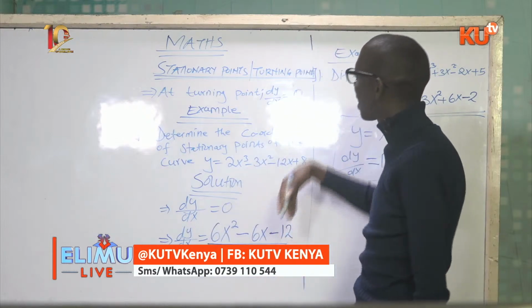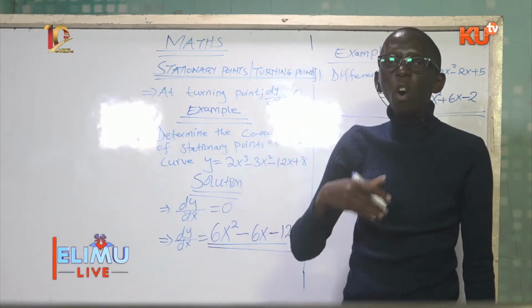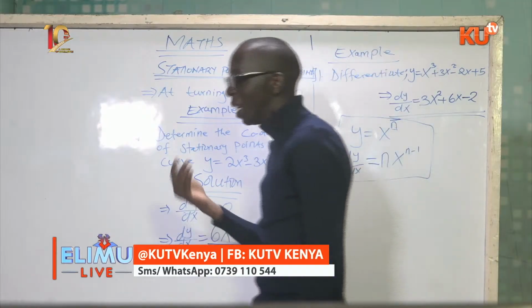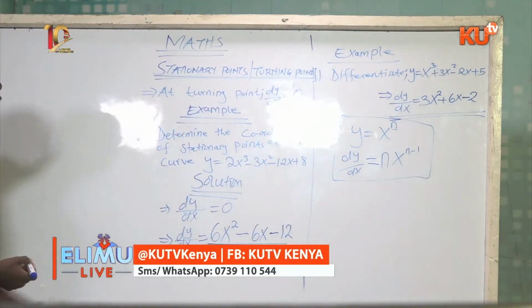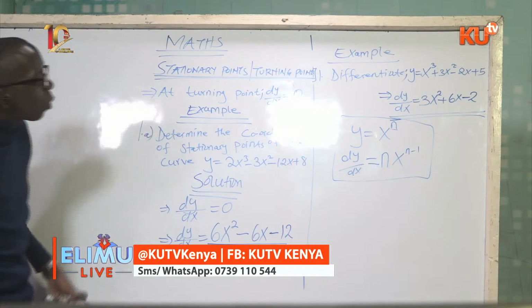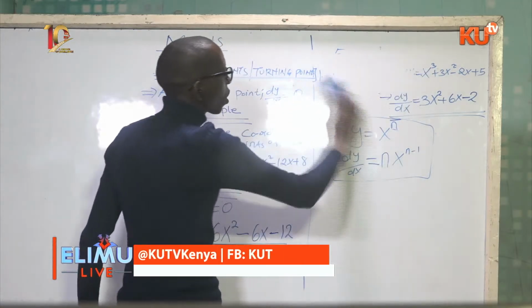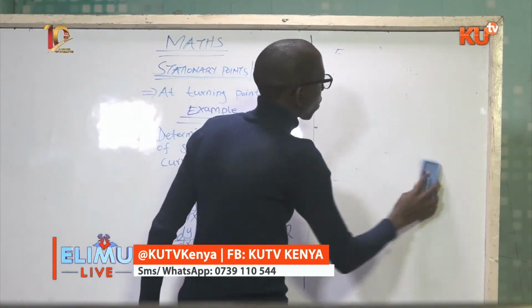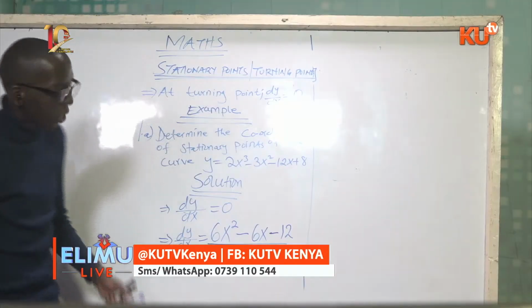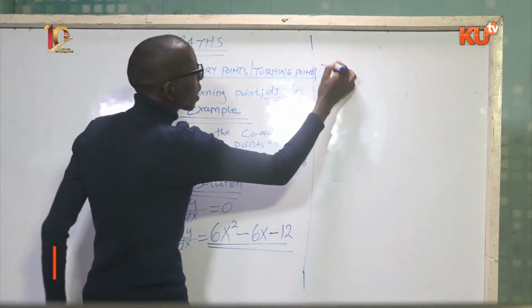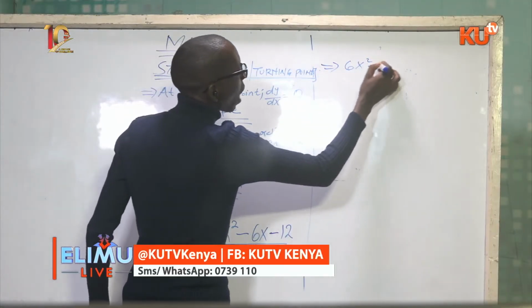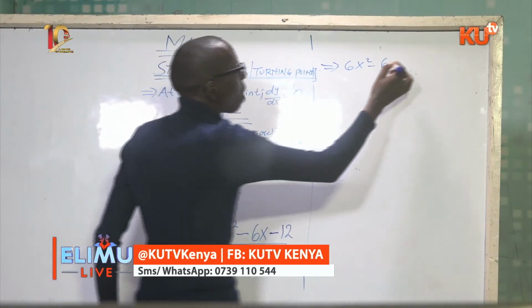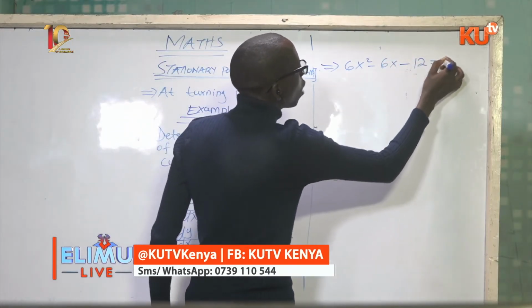And we say that at stationary point dy over dx is equal to 0. Now, we are going to equate our dy over dx to 0, and then solve for x. So we say 6x squared minus 6x minus 12 is equal to 0.